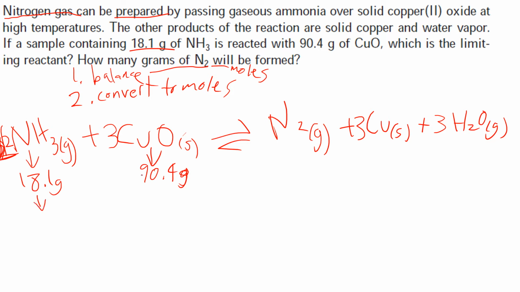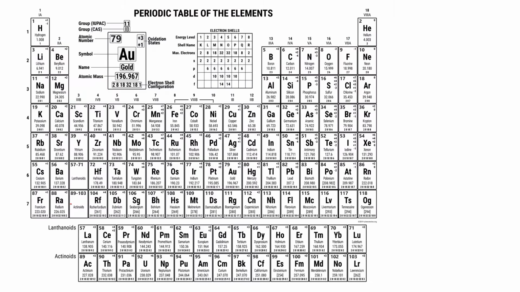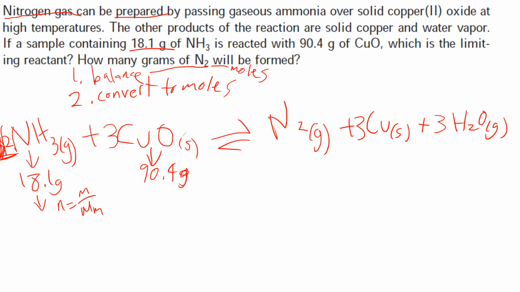Well, that's just moles equals mass over molar mass. So mass is 18.1, molar mass is 14 because that's 1 nitrogen, and we have 3 hydrogens, so it's 1.0 times 3. Okay, so let's do that. 18.1 over 14 plus 3.03. That gives us 1.06. So we have 1.06 moles of ammonia.